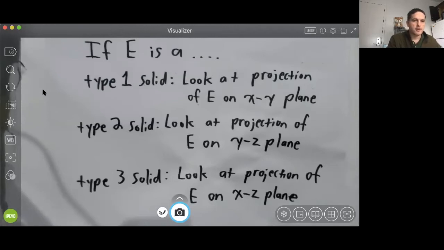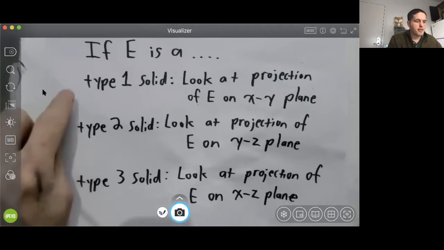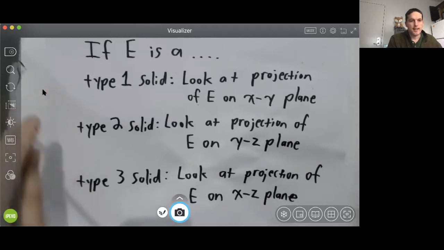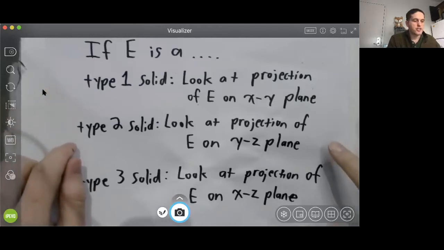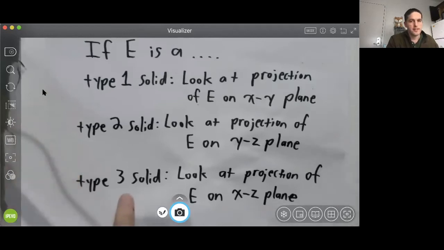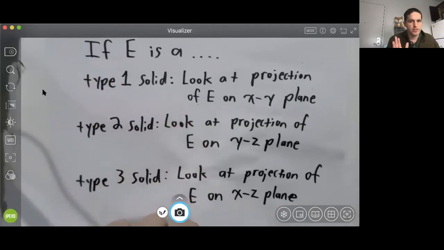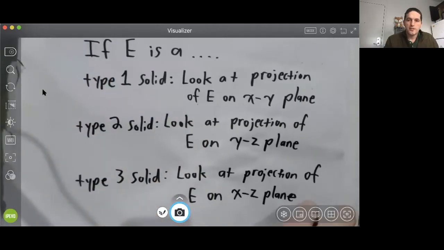If the region E that we're integrating over is a type 1 solid region, then we should look at the projection of E onto the XY plane. If E is a type 2 solid region, look at the projection of E on the YZ plane. And if E is a type 3 solid region, look at the projection of E onto the XZ plane. And then in each case, draw your picture. It helps to draw 2 pictures, a picture of E and a picture of D, the projection of E. And then you can go through a similar thought process to what we just went through, and you can write down a formula that expresses your integral over the solid region E as an iterated integral.